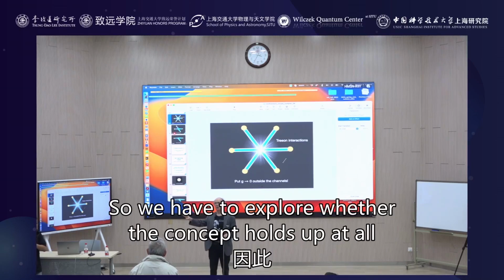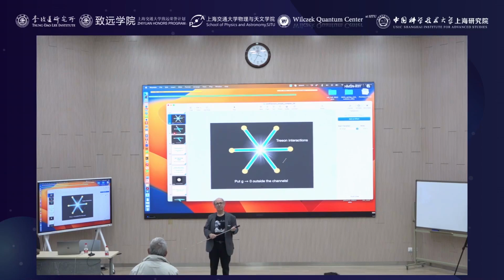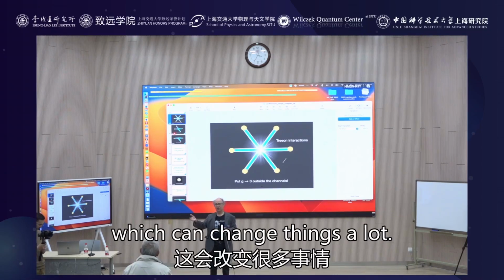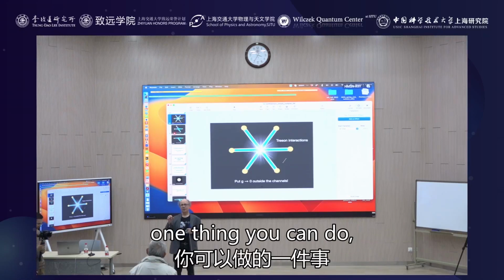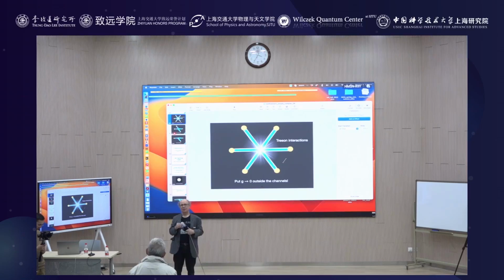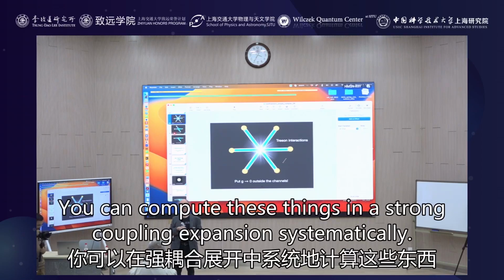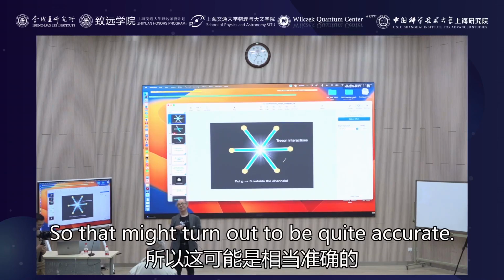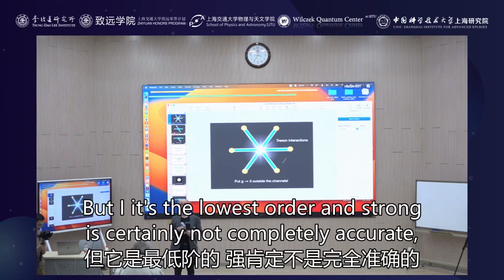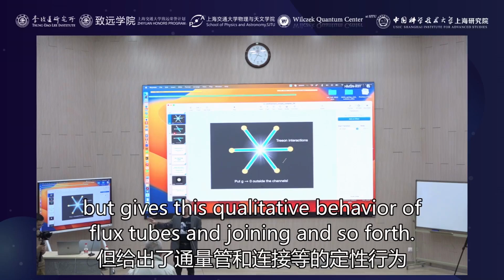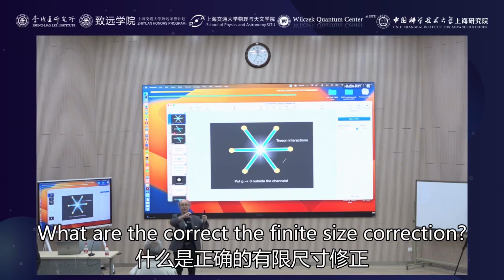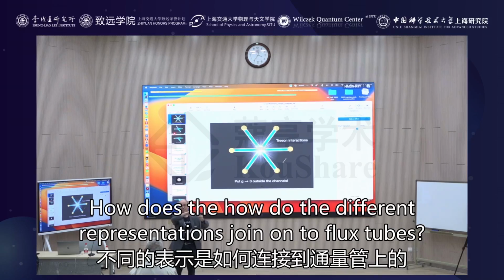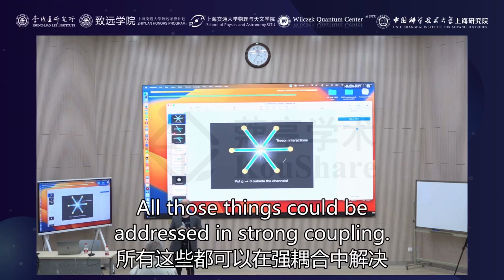We have to explore whether the whole concept holds up at all in these numerical works, and then what happens when you add light quarks, which could change things a lot. But to give a more definite answer, I mentioned briefly that there's a strong coupling expansion. You can compute these things in a strong coupling expansion systematically. So that might turn out to be quite accurate. The lowest order is certainly not completely accurate, but it gives this qualitative behavior of flux tubes and joining and so forth. In higher orders, you could address some of these questions. What's the trion mass? What are the finite size corrections? How do the different representations join onto flux tubes? All those things could be addressed in strong coupling.